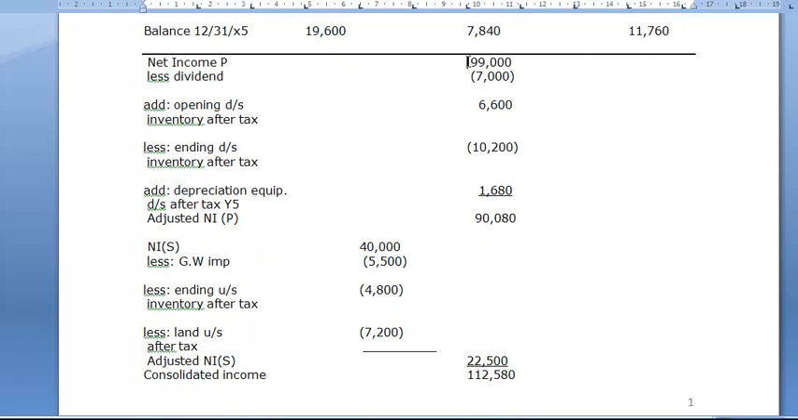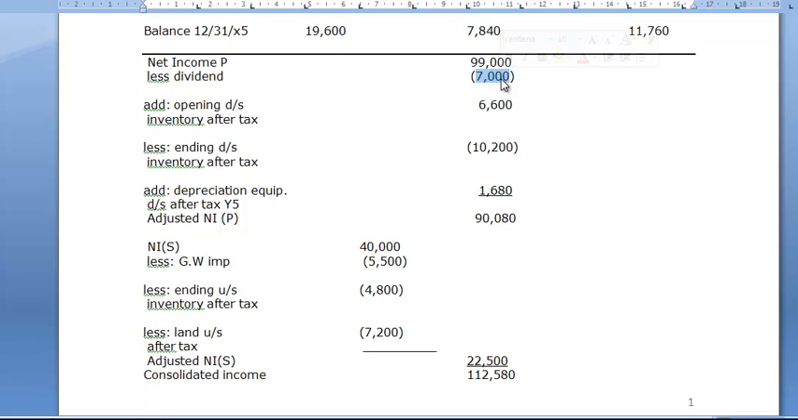And what we see here is that the parent's income was $99,000. We have that right in additional information item 6. But that includes the parent's share of the dividend paid by the sub. Sub paid $10,000 in dividends, 70% or $7,000 went to the parent.